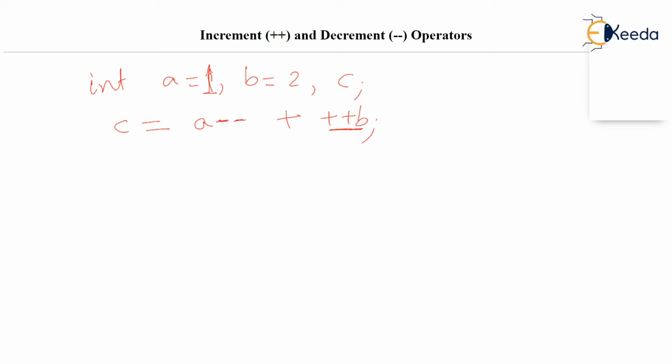Let's say I have again three variables A, B, and C, and some code has been written like this. Int, let's say A is 1, B is 2, and C, three variables. Now, suppose I write C is equal to A minus minus plus plus B, just as a revision. How will this get solved? Now, this is plus plus written before B. This is minus minus written after A. So, you should decrement A, but after the expression.